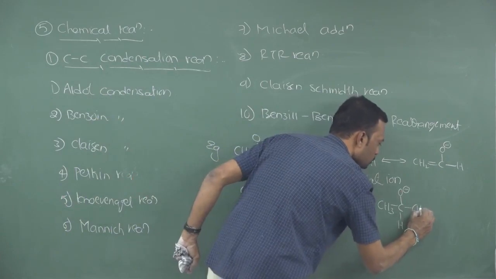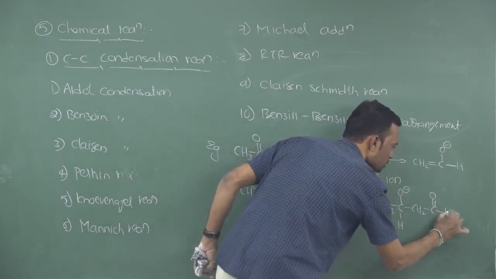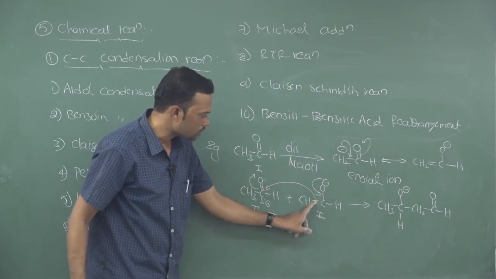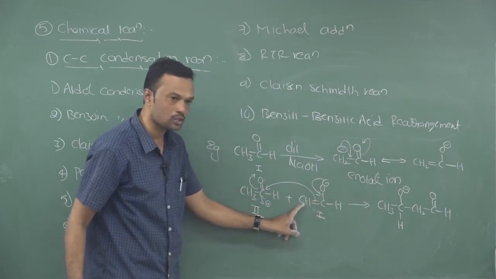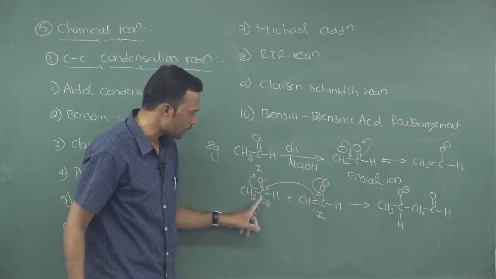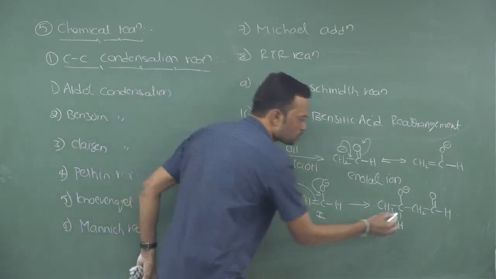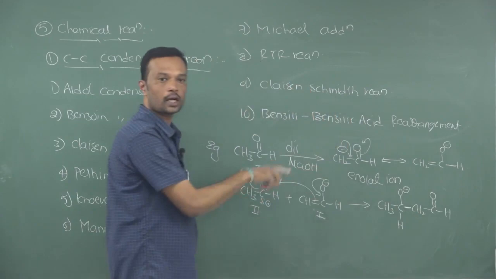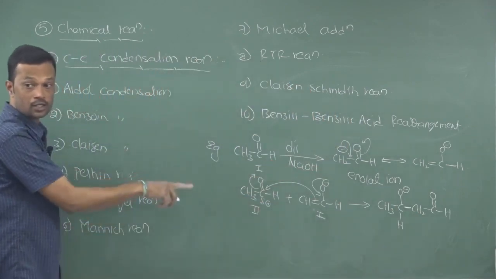Can I write one more CH2? CH2, C double bond OH. If this bond comes here, this double bond carries a negative charge on carbon. Now this negative charge attacks on this positive. Now see here what is being observed. What is this? Bond formation. That is called condensation.